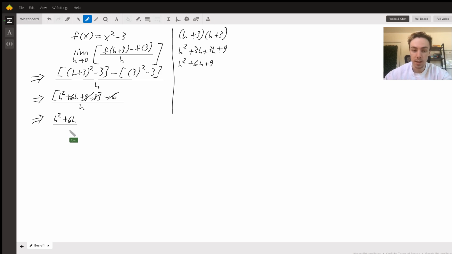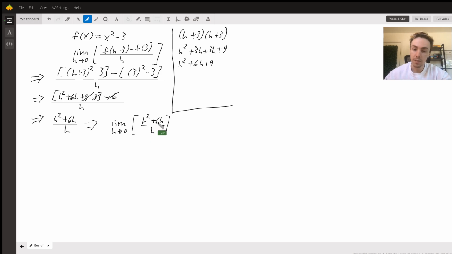And this is what we're taking the limit of. So in other words, the limit as h goes to 0 of h squared plus 6h divided by h. This is where it gets a little bit tricky, because if you immediately try to plug in 0 into all the h's, we'd get 0 divided by 0, which is an indeterminate form. So we want to simplify this a little bit.